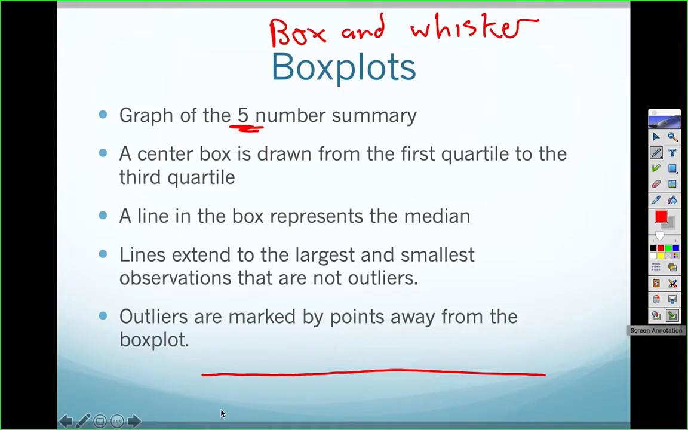So let's just say you will have on your line your minimum, you'll have your maximum, you'll have your median, you'll have your Q3, and maybe you'll have a Q1. I want you to notice these are not even, right? If the median is closer to the maximum, it better look closer to the maximum. So what this says is a center box is drawn from Q1 to Q3.